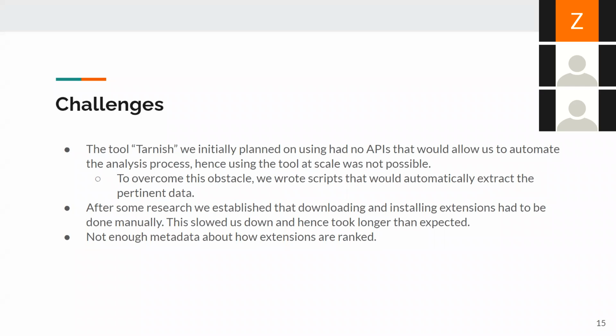Our first challenge was that the tool we initially planned on using, which was Tarnish, had no APIs that would allow us to automate the analysis process. Hence, using the tool at a scale of 1,000 extensions was not feasible. This meant that we had to write scripts that would automate the extraction of data from the manifest files.